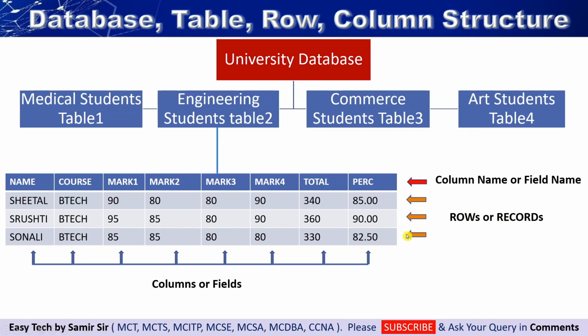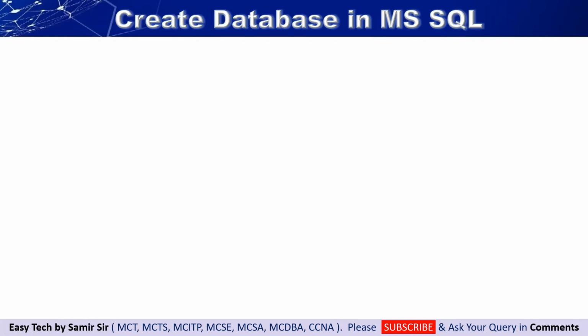When you combine all these records, it is called a table. When you combine all these tables, it is called a database. It will be stored under the database. Under a database, we can store not only tables, but many more things, which we are going to see further on. Let's create a database in MS SQL Server.